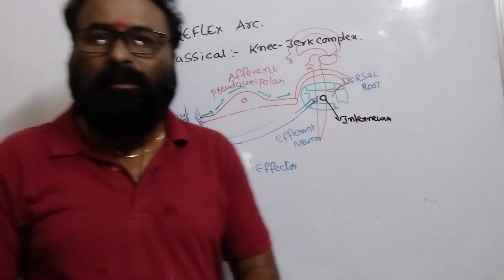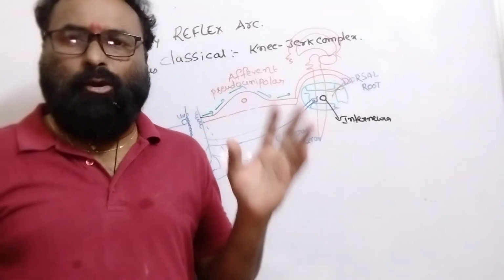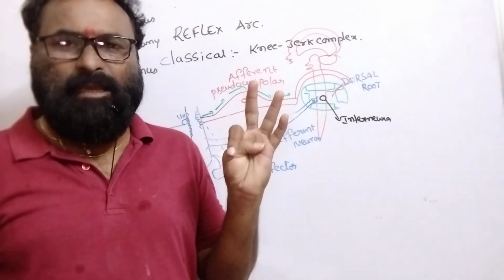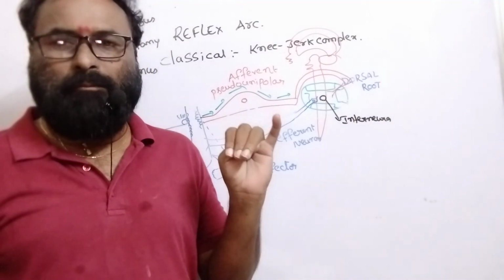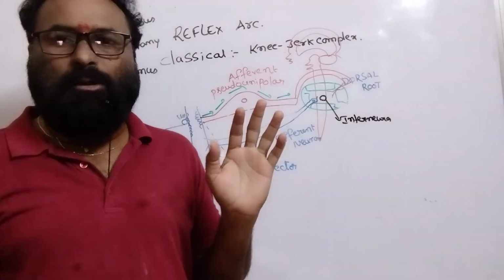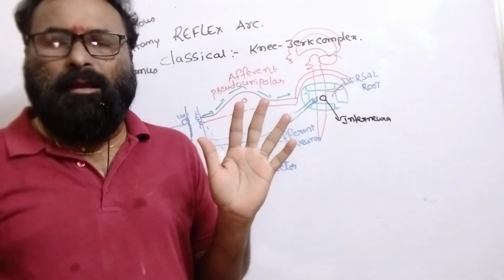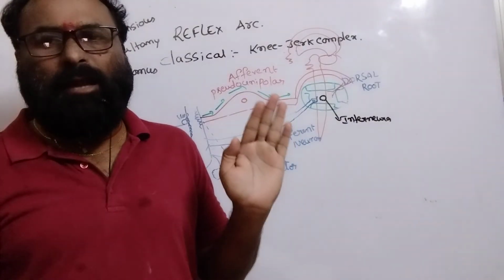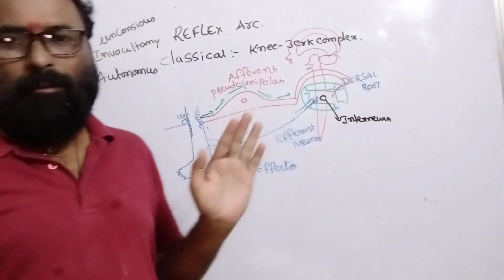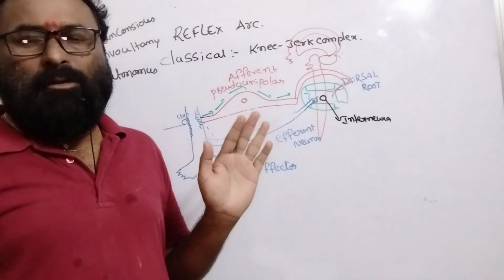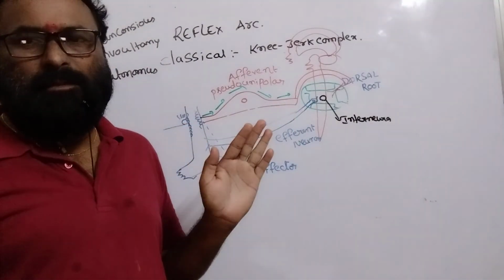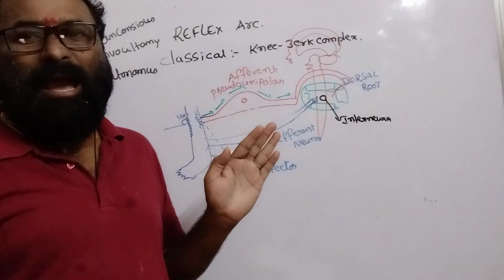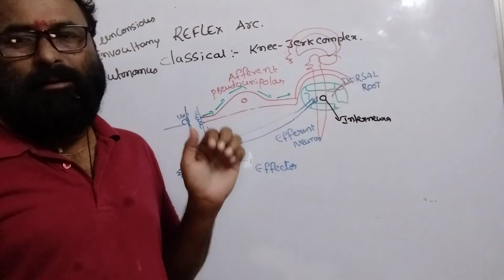Questions. Reflex arc is A. Unconscious, B. Involuntary, C. Autonomous, D. All of the above. Answer is all of the above. Question number 2. The neuron that takes sensory signals is called the afferent neuron. Question number 3. Afferent neurons enter the central nervous system at the dorsal root ganglion of the spinal cord.